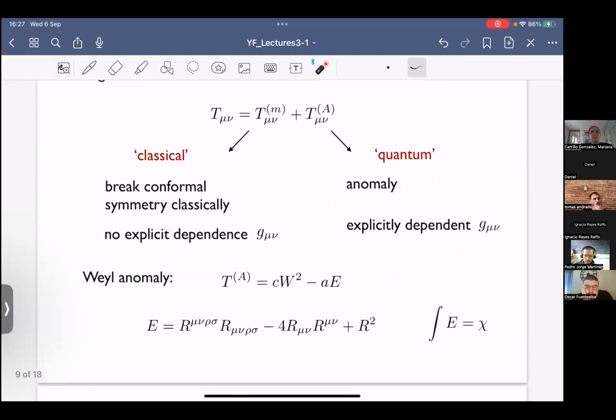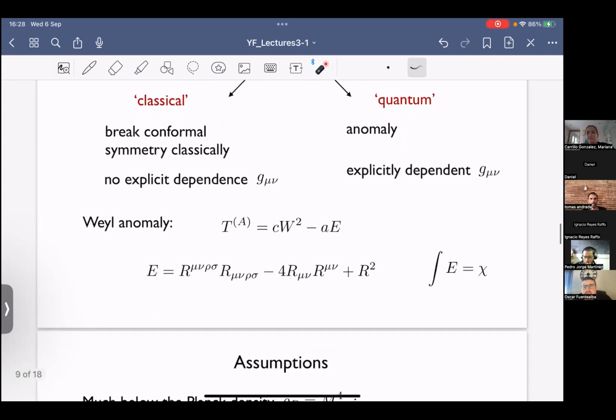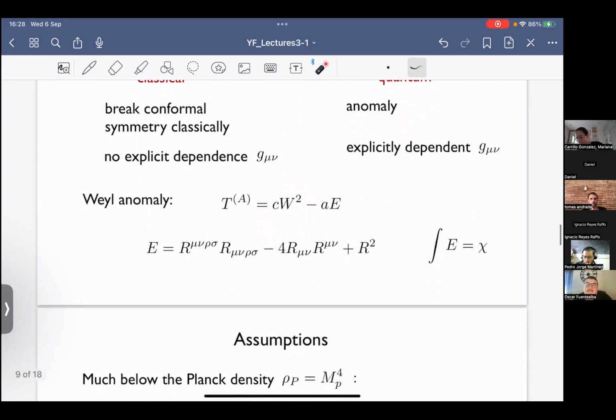So again, the anomaly takes this form in 4 dimensions, where the Euler density is given by this expression over here. The Euler contribution is topological in the sense that this Euler density is the one that satisfies the Chern-Gauss-Bonnet theorem in 4 dimensions. Such that if you integrate it on the manifold, it gives you the Euler characteristic of the manifold. The first one, the Weyl term, is not topological.